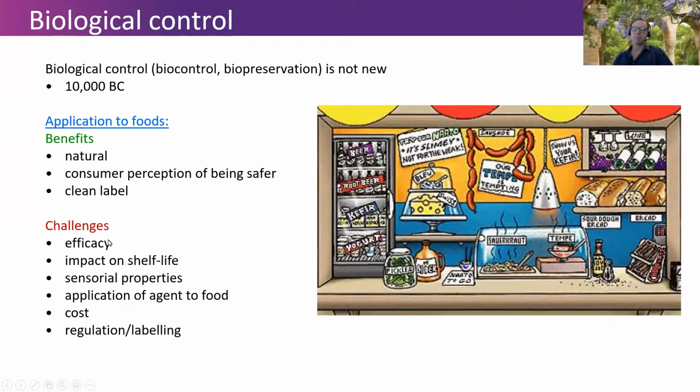So efficacy is a big one, where biological control doesn't have the efficacy or impact that physical or chemical methods will have. The impact on shelf life might be negative. There might be negative sensorial properties of the food. How do you apply the agent to the food? How do you apply the virus, the bacteriophage, or the microbe to the food? What's the cost involved with this? And lastly, what about regulation and labeling? How do we approach that? And getting approval from FSANZ. Do we need approval?